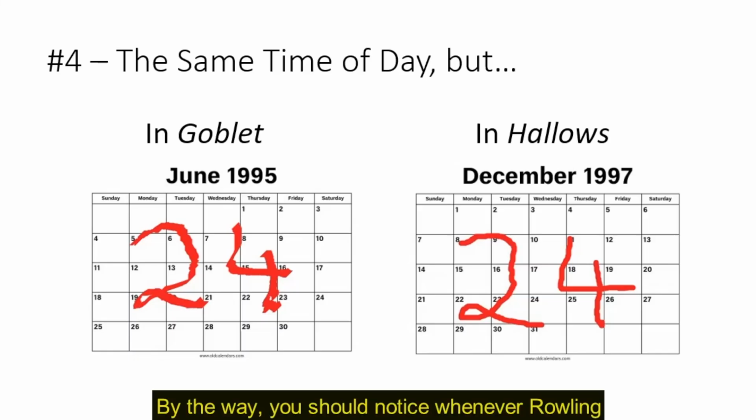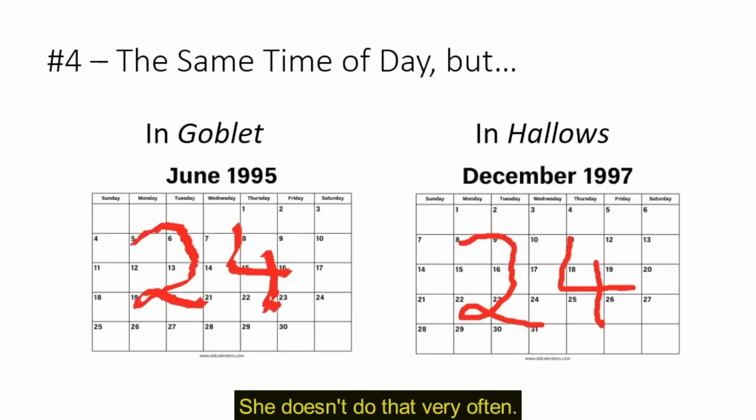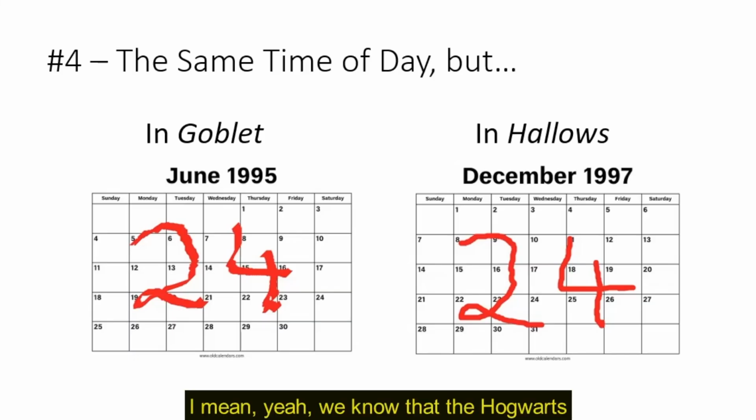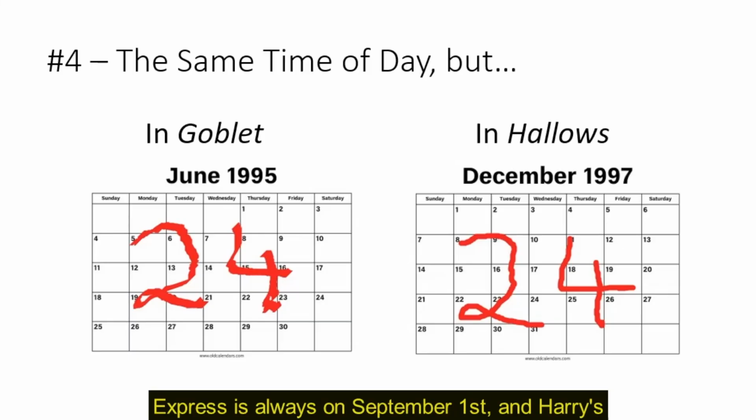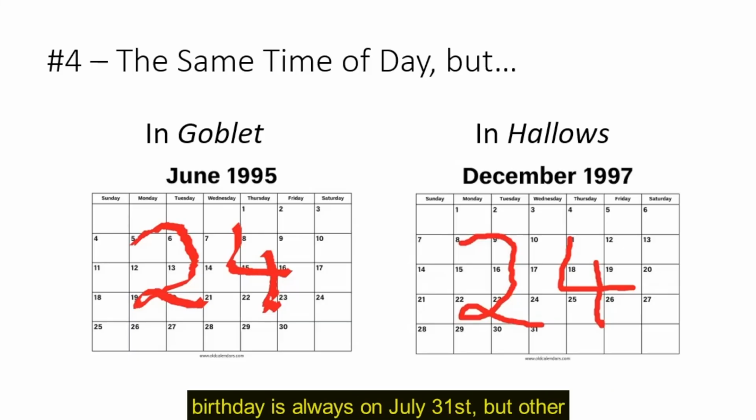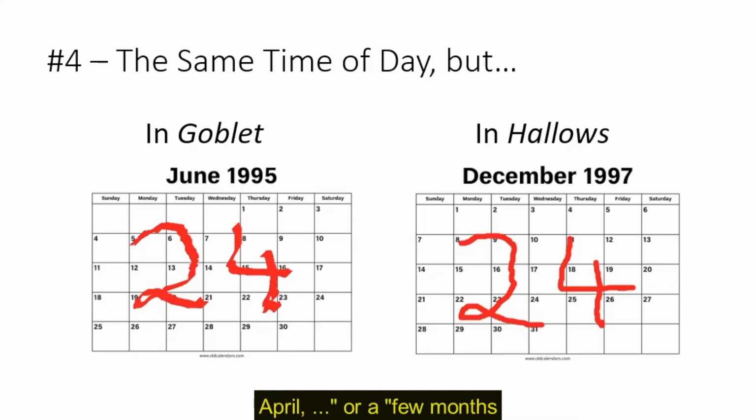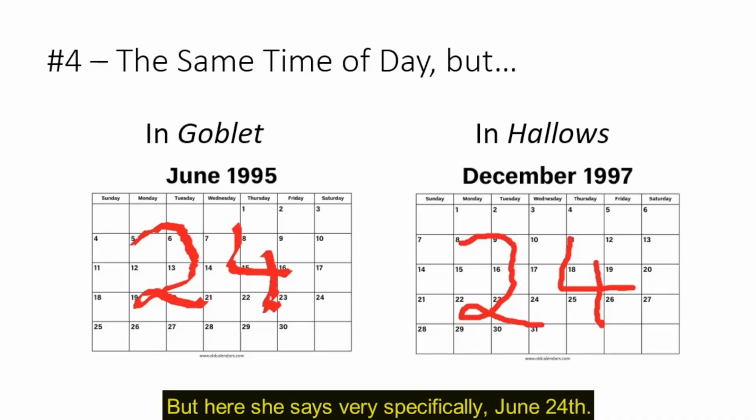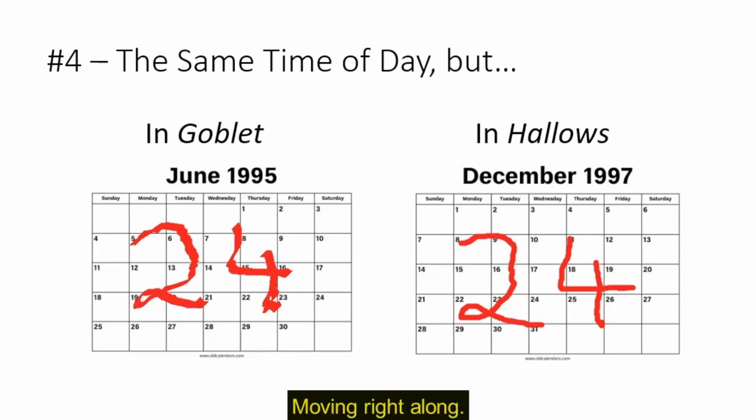By the way, you should notice whenever Rowling gives an exact date of something, it's unusual. She doesn't do that very often. We know that the Hogwarts Express is always on September 1st, and Harry's birthday is always on July 31st. But other dates only show up once in a while, and you wonder. Otherwise, it's at the beginning of April, or a few months later. But here she says very specifically, June 24th. Moving right along.